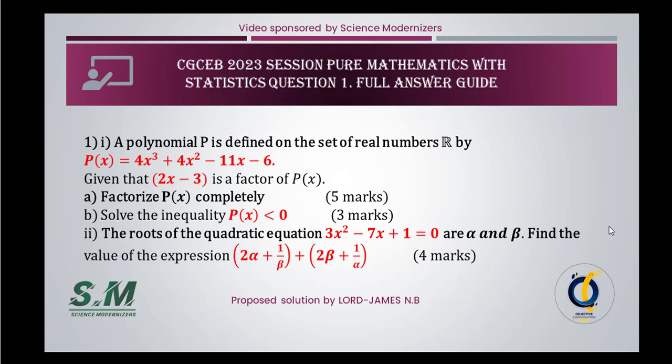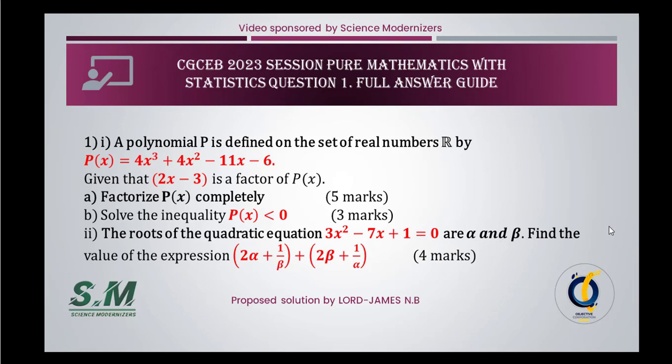So the first question reads: a polynomial p is defined on the set of real numbers R by p of x equals 4x cubed plus 4x squared minus 11x minus 6. Given that 2x minus 3 is a factor of p of x, A. Factorize p of x completely, 5 marks. B. Solve the inequality p of x less than 0, 3 marks.